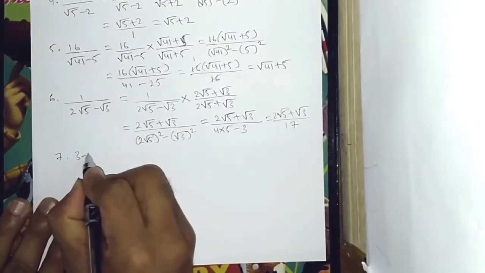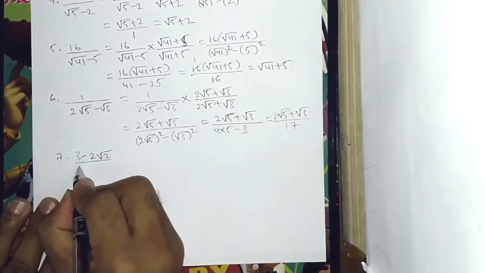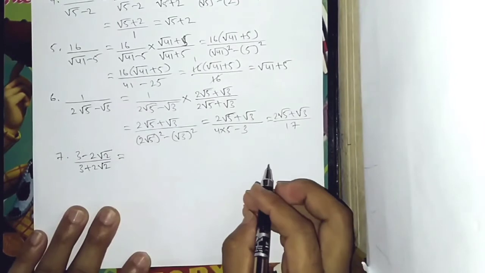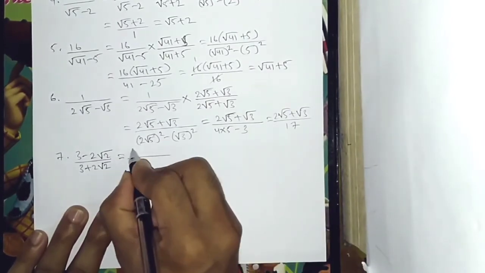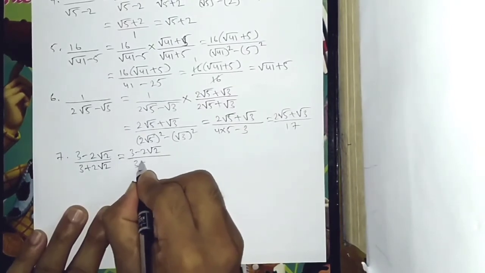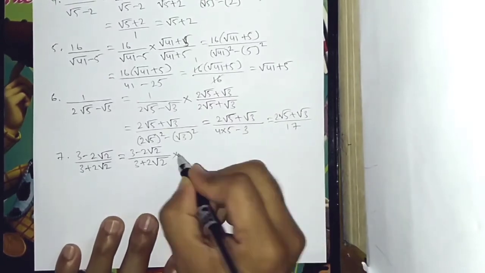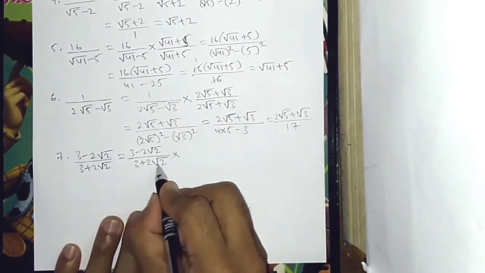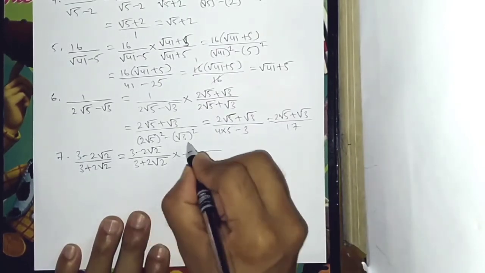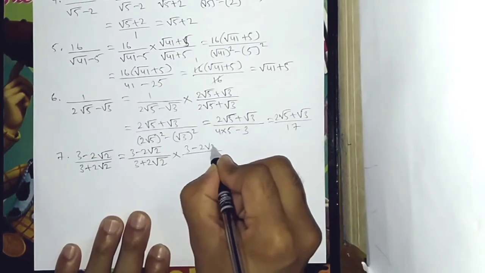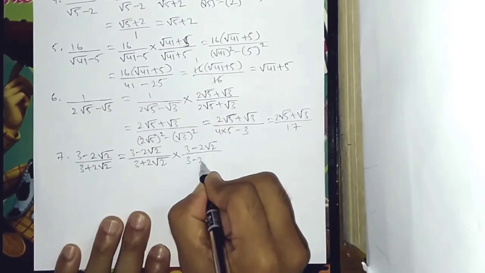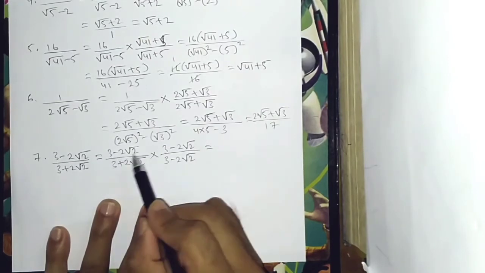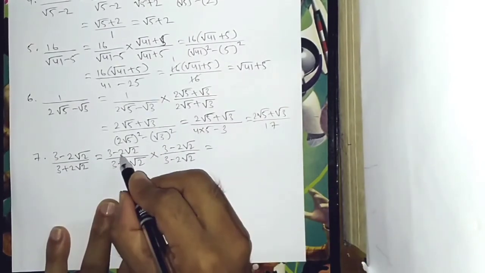Number 7: 3 minus 2 root 2 divided by 3 plus 2 root 2. And this is equal to 3 minus 2 root 2 divided by 3 plus 2 root 2. We take the opposite of the denominator, 3 minus 2 root 2, and multiply and divide by it. So the denominator becomes 3 minus 2 root 2, and this is equal to the numerator, which we also multiply.